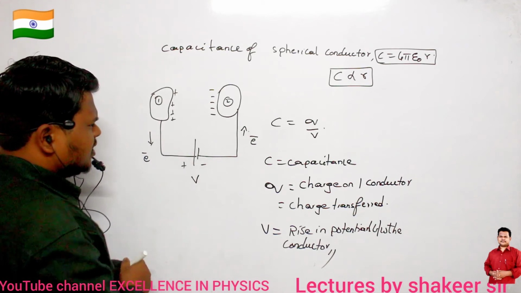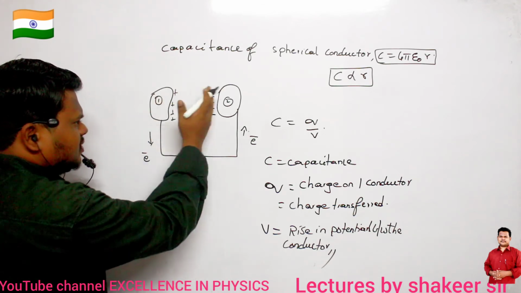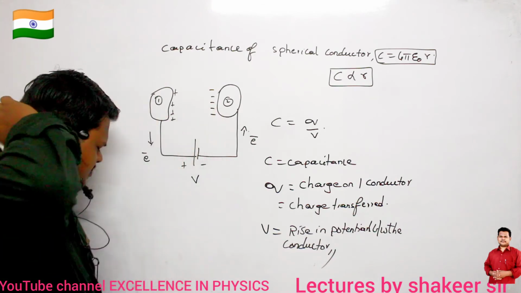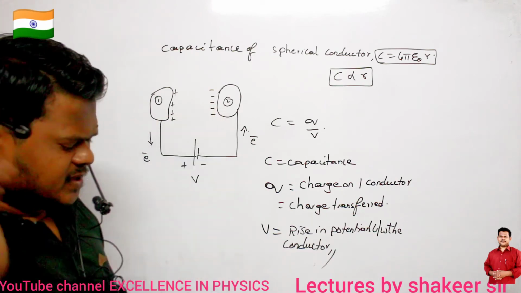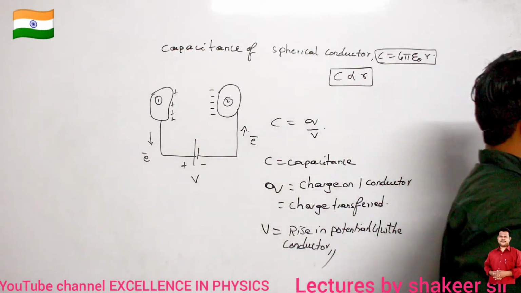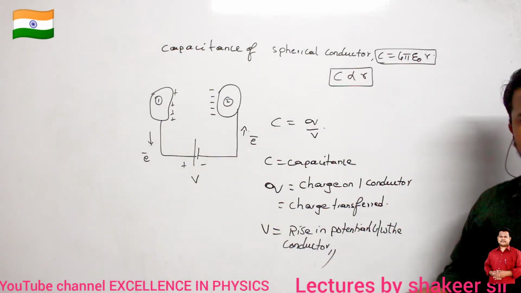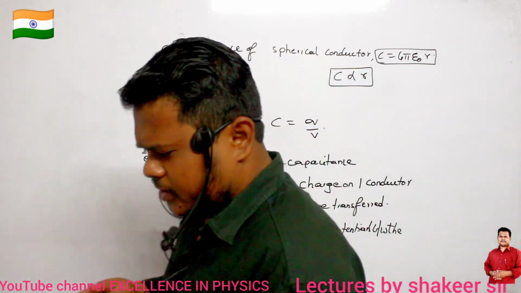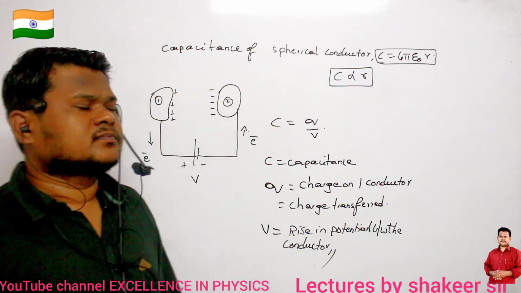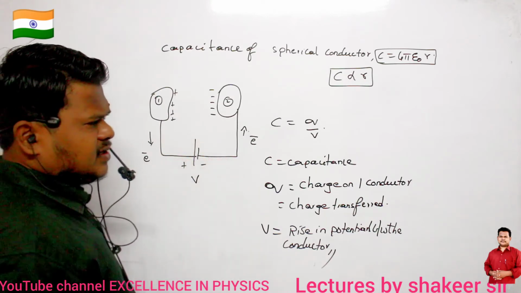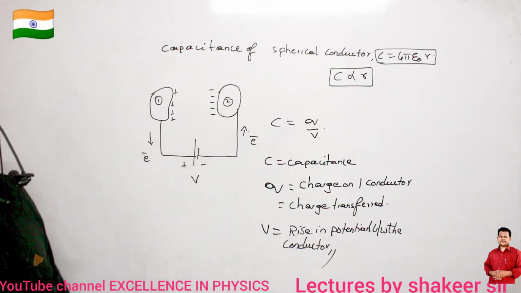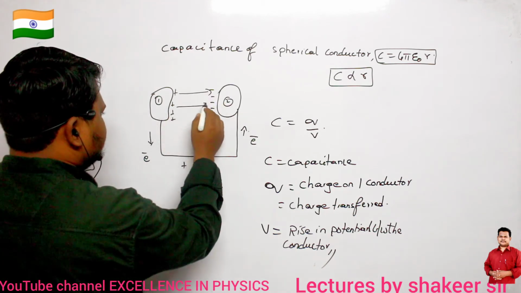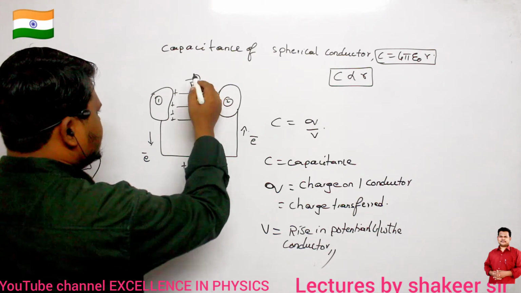After connecting the battery, what happened? Positive charges started depositing on this conductor, and negative charges started depositing on the second conductor. So is there any electric field developed between these two plates or not? If charges get deposited, there is definitely an electric field. Now, what is the direction of the electric field? This is the direction of the electric field.